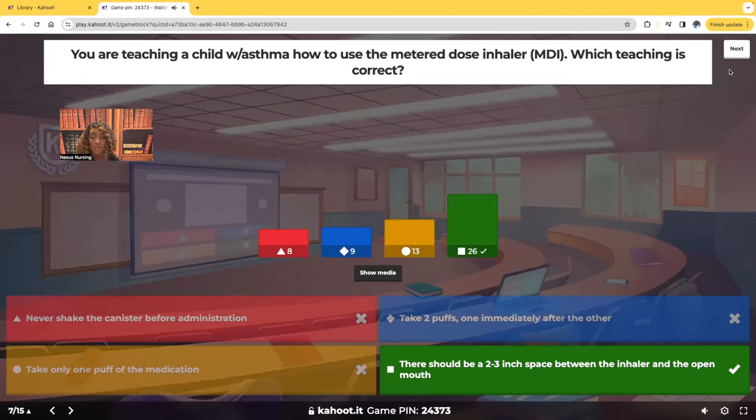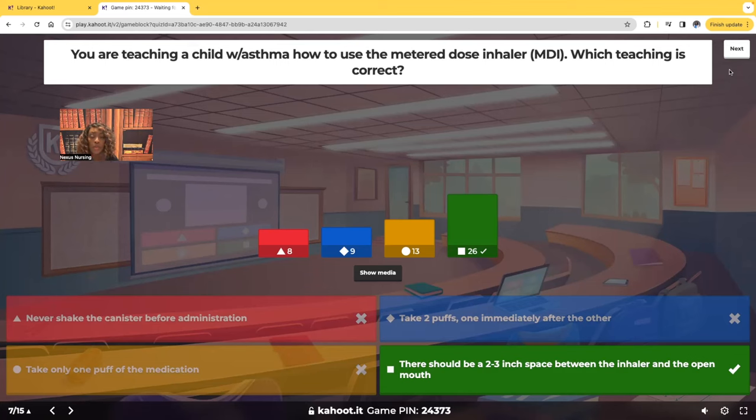Okay, so most of you guys chose the correct answer. There should be a 2 to 3 inch space between the inhaler and the open mouth. Absolutely. Now, 8 of you guys chose never shake the canister before administration. Remember, this is something aerosolized. You want to shake because shaking it provides better delivery of the medication. So you're going to teach them to always shake that canister before use.